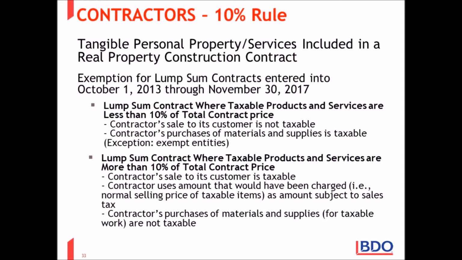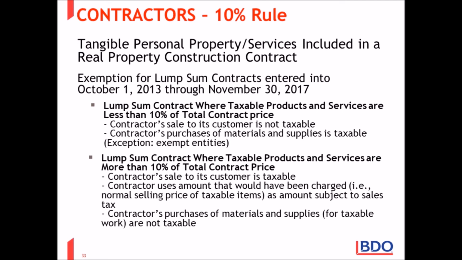So if you had a lump sum contract where the taxable products and services were more than 10% of the total contract price, then this 10% rule, this exemption, didn't apply. So the contractor's sale of any taxable products and services to its customer was taxable. The contractor would use the amount that would have been charged, that is their normal selling price, as the amount subject to sales tax, including any markup, allocation, or management project fees that you might have in there.